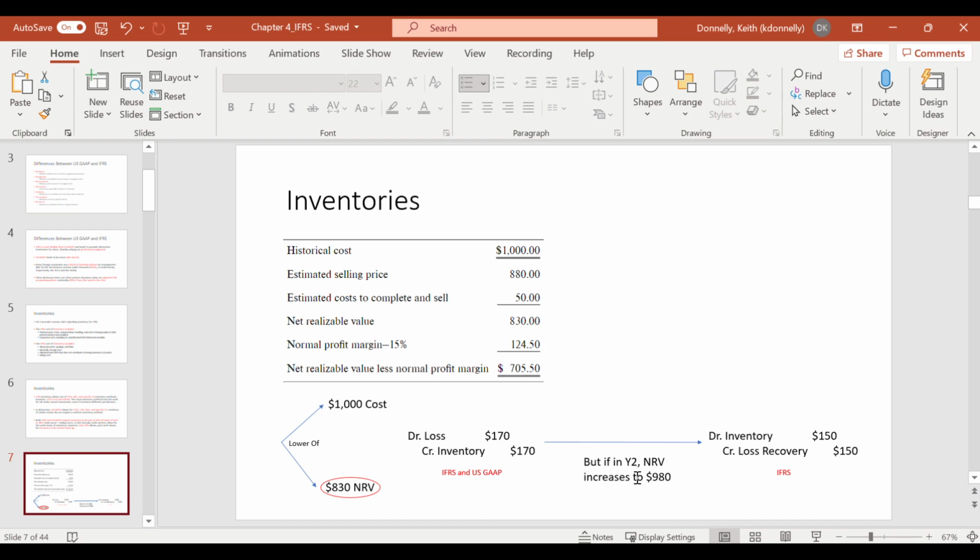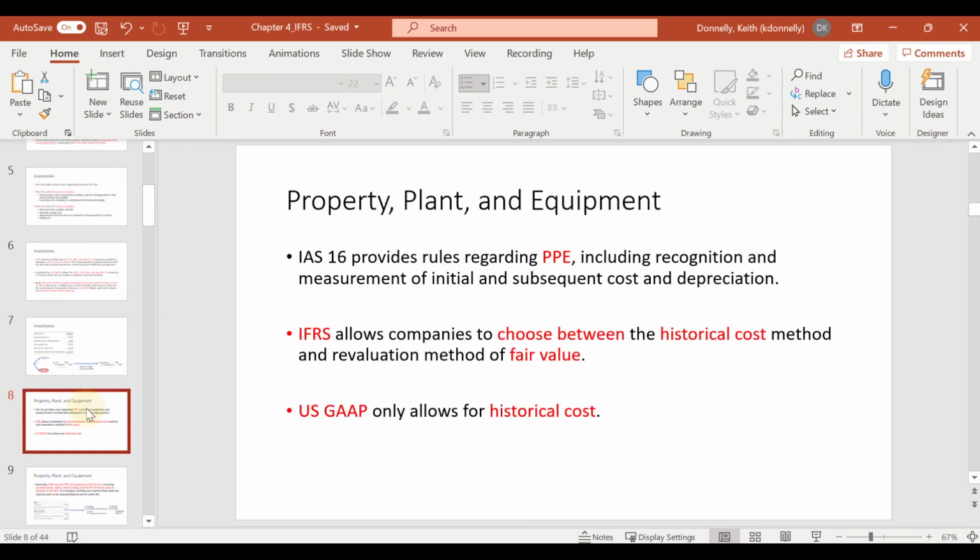Now, let's say instead in year 2, this inventory has gone up to 980. So it's gone from 830 to 980. In this case, you would be able to uptick the inventory, ratchet it back up to the greater of the two. In other words, under IFRS only, you could revalue the inventory back up. So both let you take it down, but only IFRS lets you take it back up.